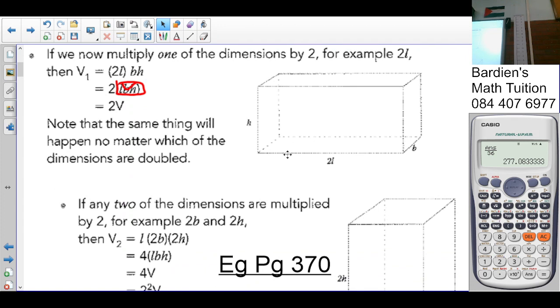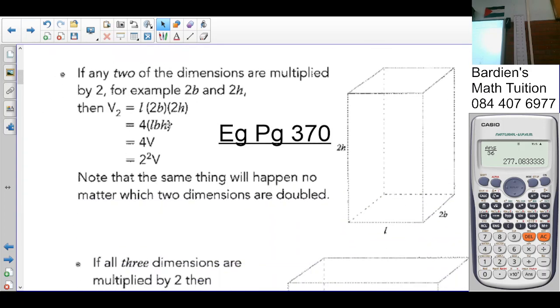So note that the same thing will happen no matter which of the dimensions are doubled. So if you had taken and doubled the height, it would still be twice the volume. If you had doubled the base only, then it would have been still twice the volume of the initial piece. Do you guys understand?